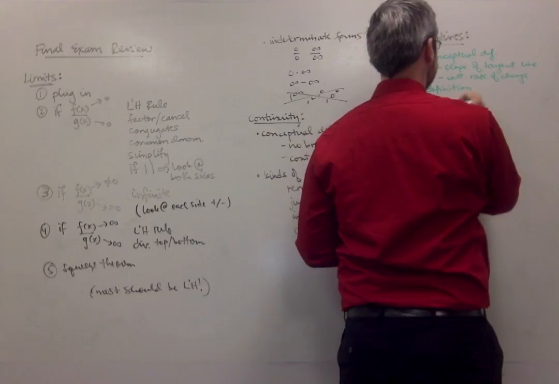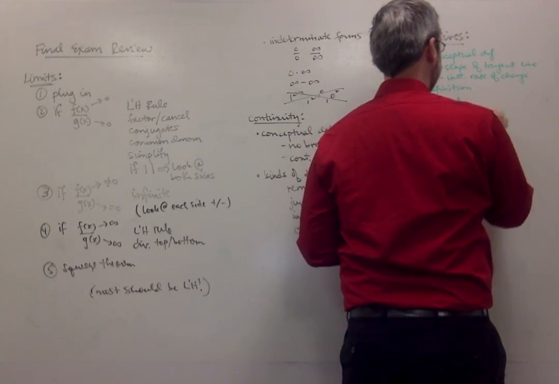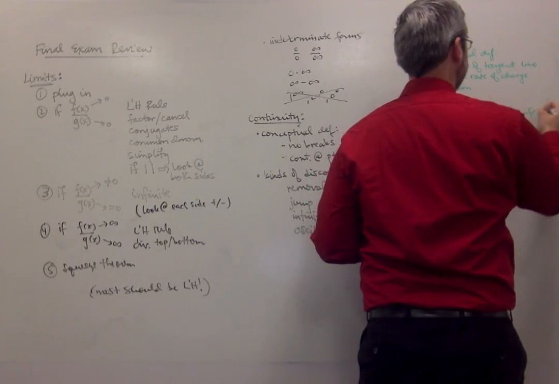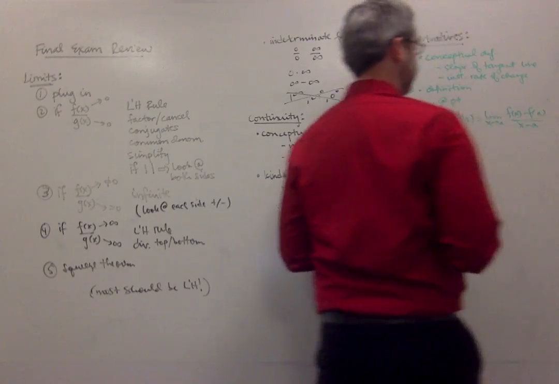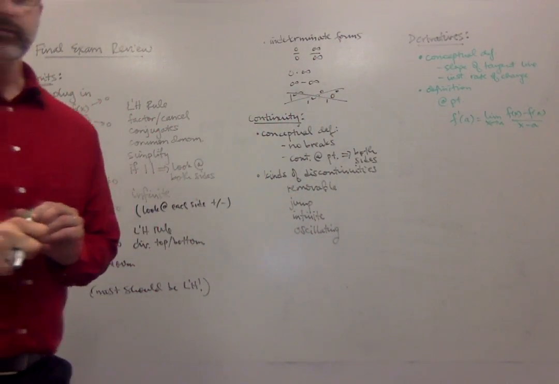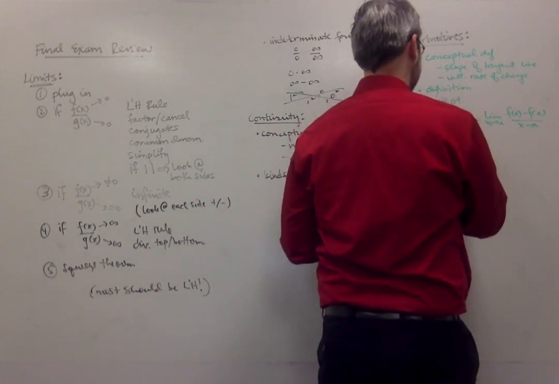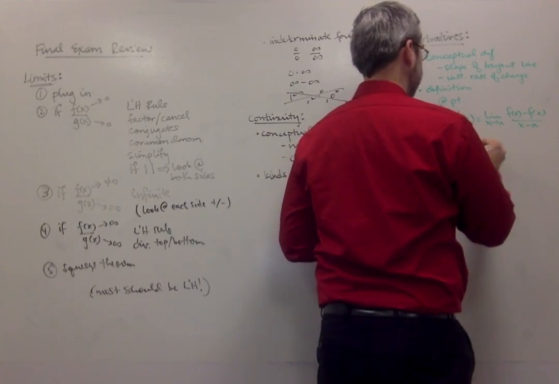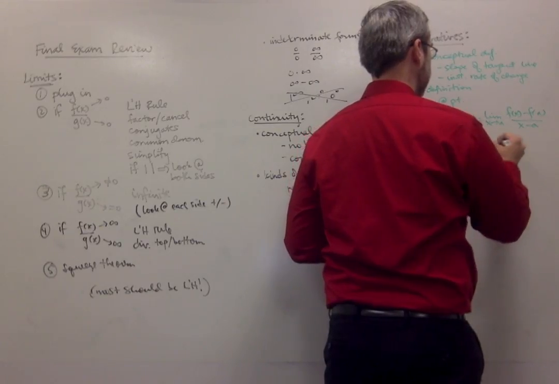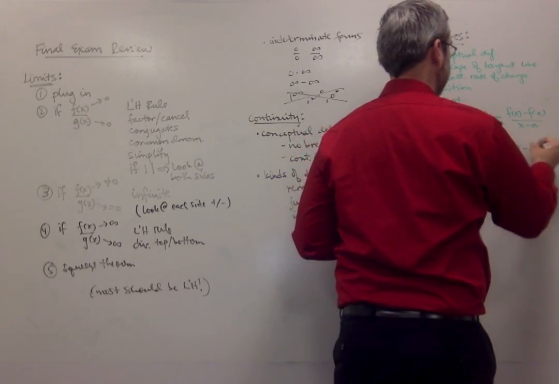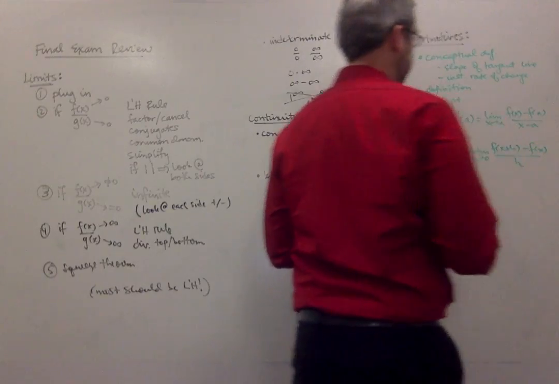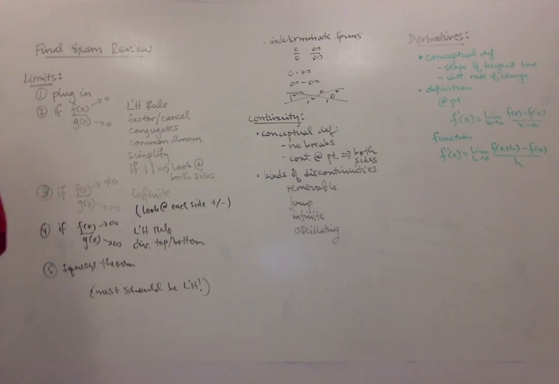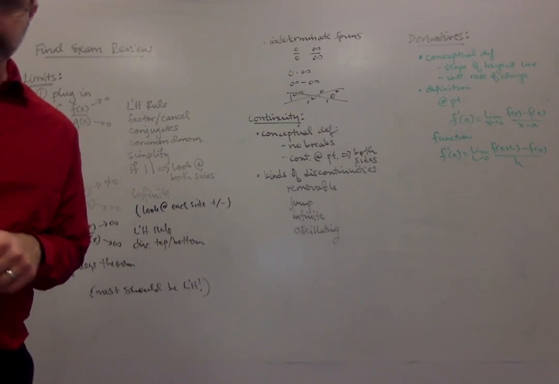So at a point, the derivative at a point, f prime of a, is the limit as x goes to a of f of x minus f of a over x minus a. Remember that definition? And then the derivative function, f prime of x, is the limit as h goes to 0 of f of x plus h minus f of x over h. You should know those two definitions. I'm not going to ask you to do a lot with them, potentially, but I do want you to know those definitions.